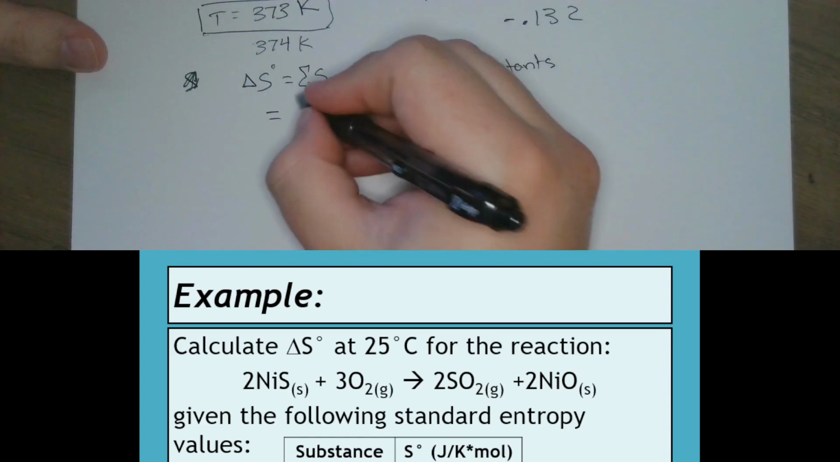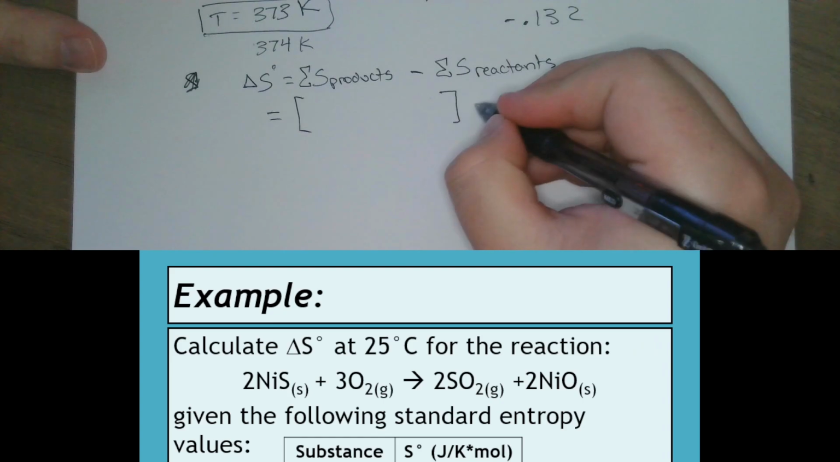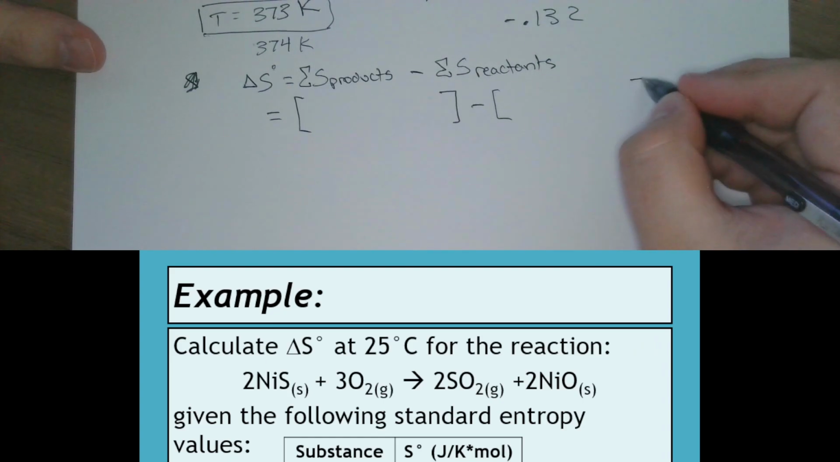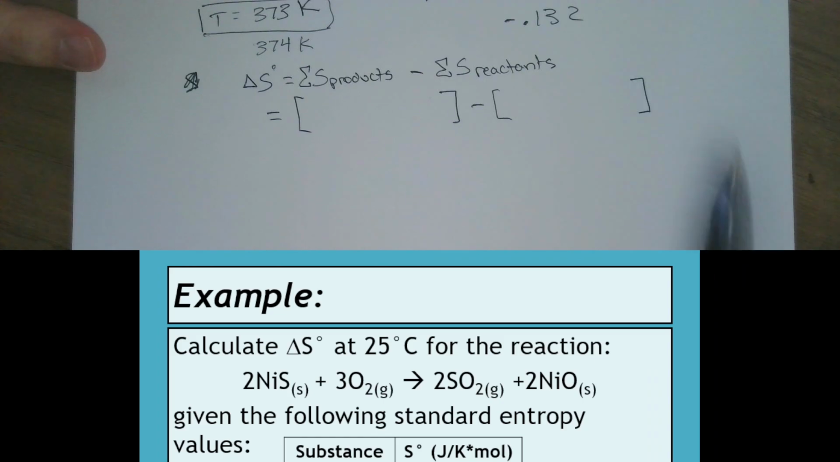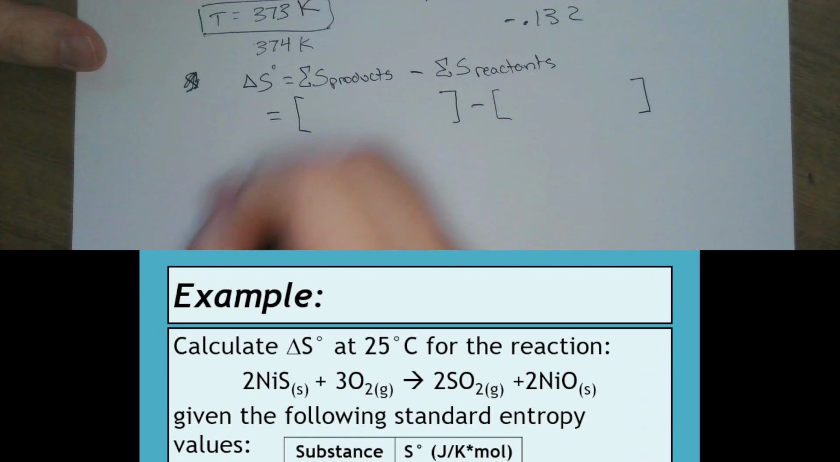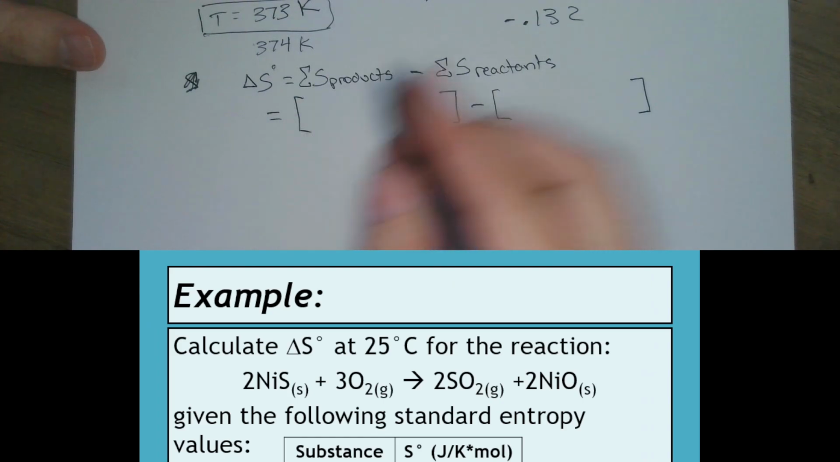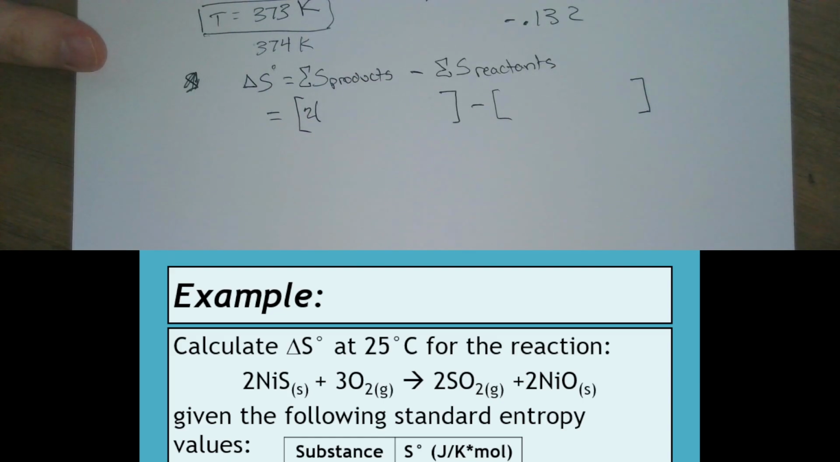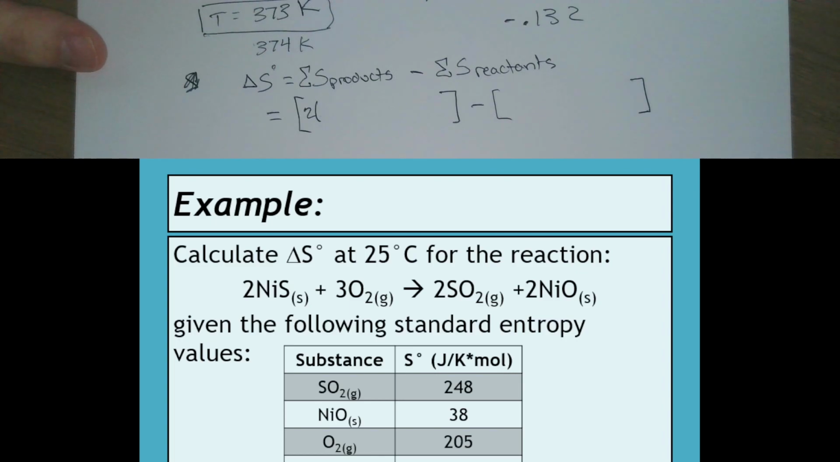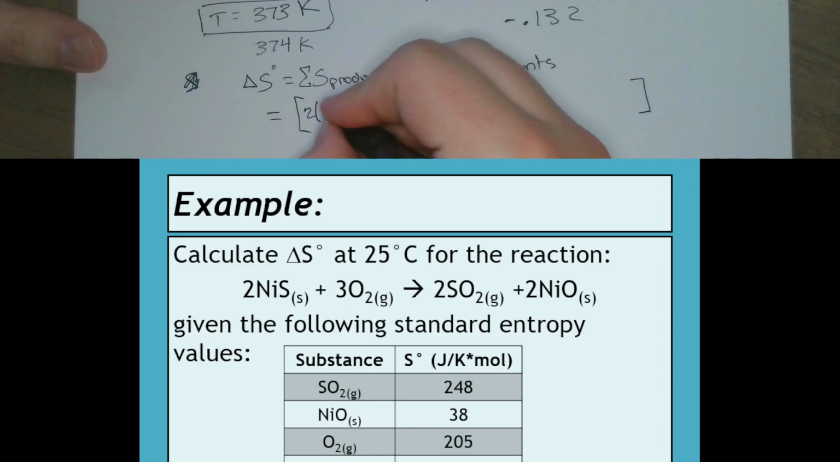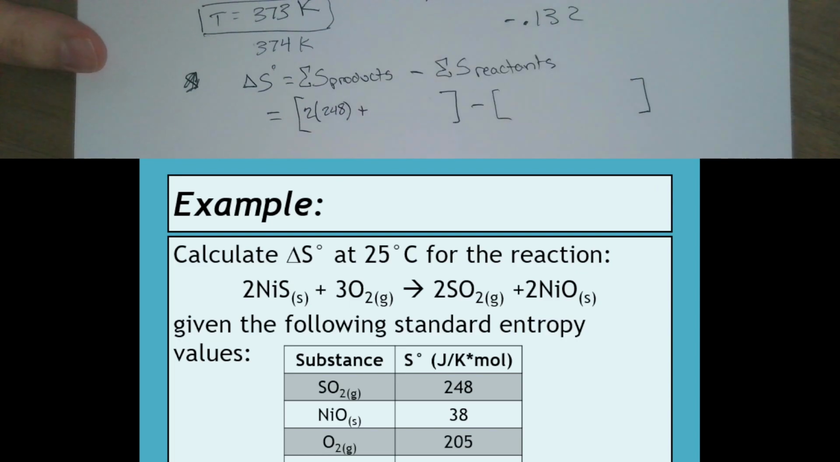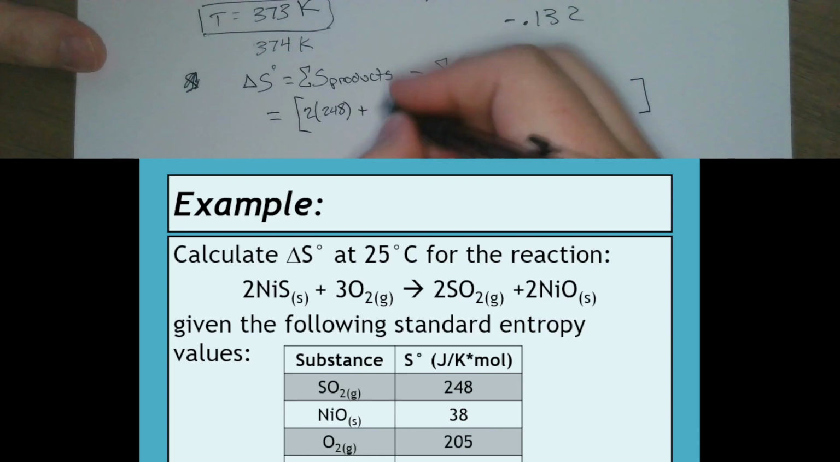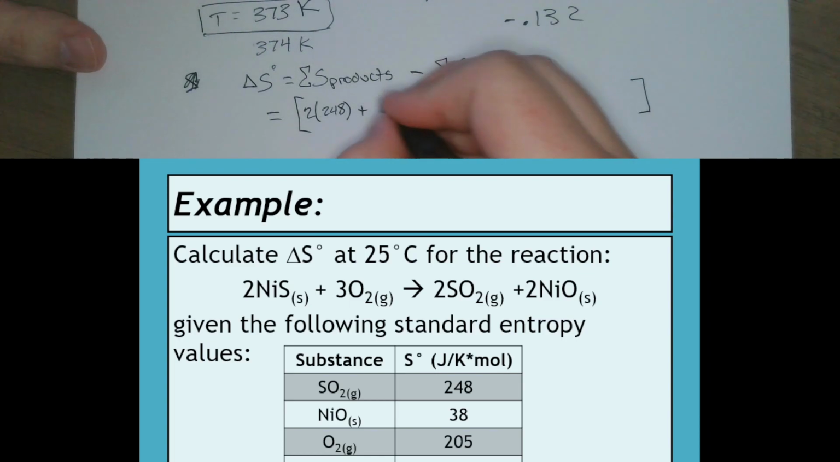Okay, so I like to show my work very carefully here because the negative signs in some of these can mess it up. Now with entropy, all the values are positive, so it makes it a little easier, but just to be careful. So my products first. My first one is some SO2. So I have 2 times, let me find the value for that. 2 times SO2 is 248. I'm taking the sum, so I'm going to add here, plus my 2 NiO, which is the 38. Make sure again to multiply it by 2.